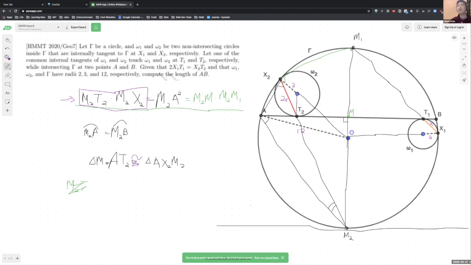So now, because this length X2T2 is 2x, from the homothety, we know that the length X2M2 as a whole is 4 times that, ratio 12 to 3. So that means that this length over here is 6x.